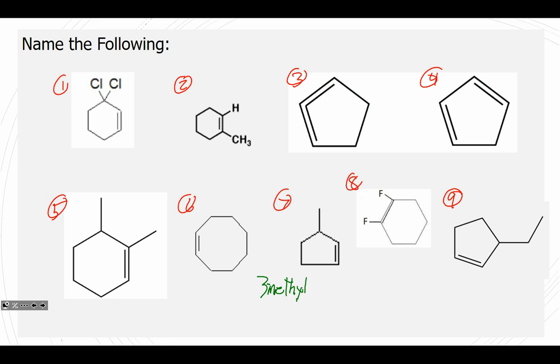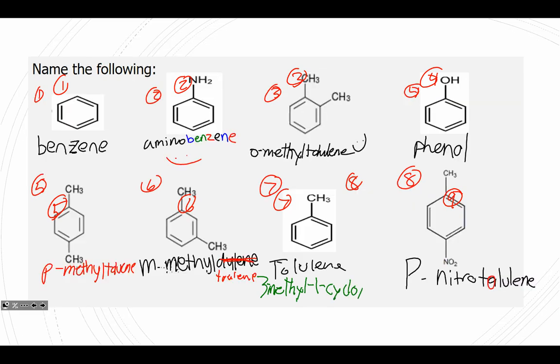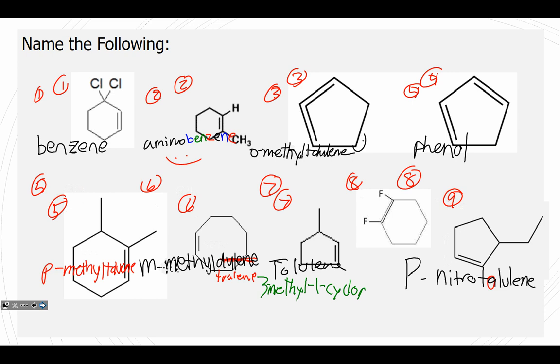On which one? 3? Thought you forgot something. Penta, di, and then E, because there's 2 double bonds. Oh, arrow it back.